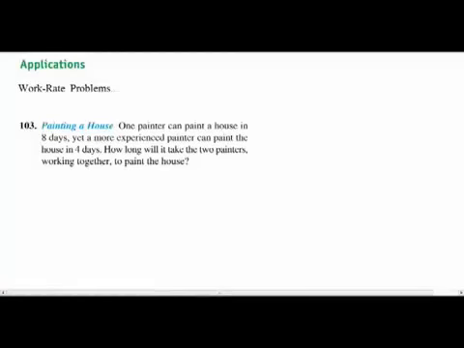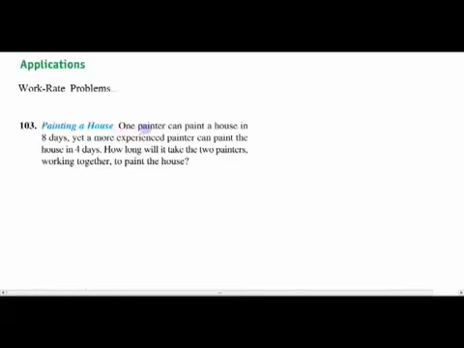Now we'll look at applications called work rate problems. Here's an example of a work rate problem. Painting a house. One painter can paint a house in 8 days, yet a more experienced painter can paint the house in 4 days. How long will it take the two painters working together to paint the house?